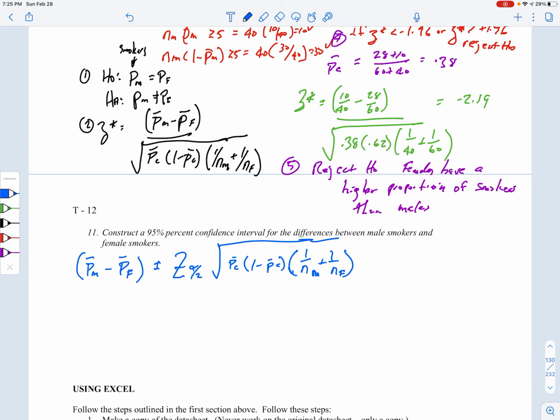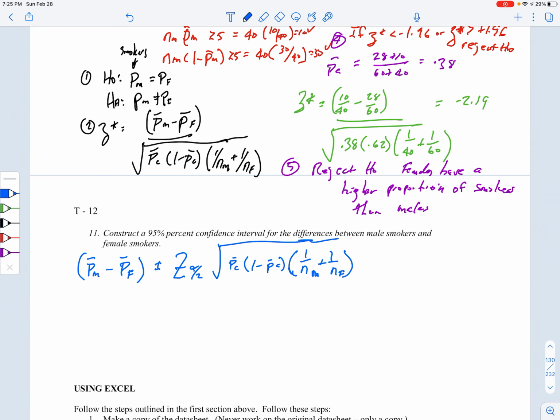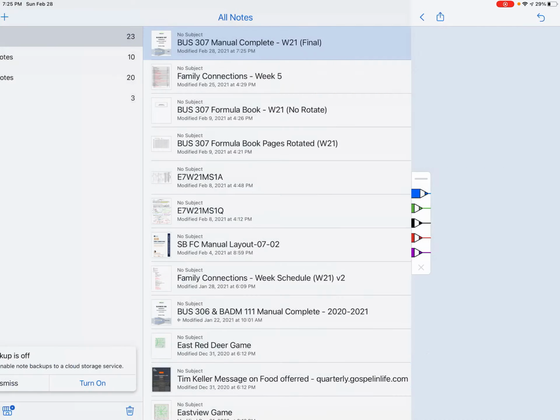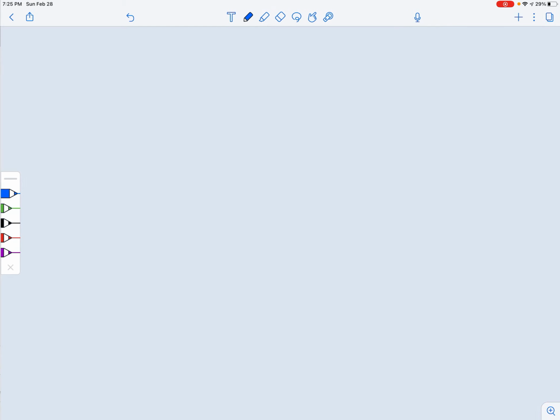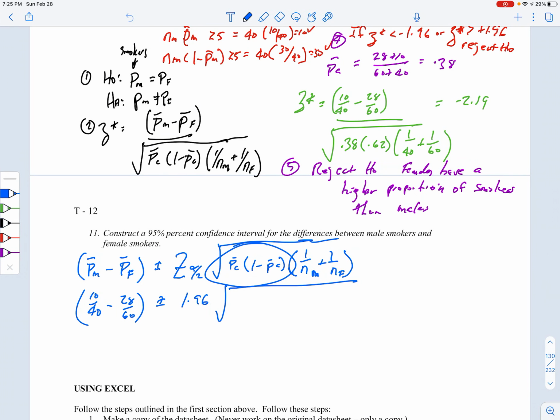So what does that give us here? We would have the males is 10 over 40 minus 28 over 60 plus or minus 1.96. And then we're going to use our, I made a mistake. I got to back up here because we don't use that one there. Oh dear. I got to do this part over here.